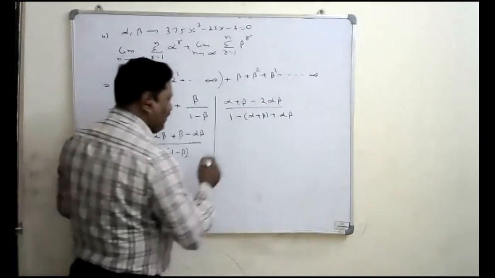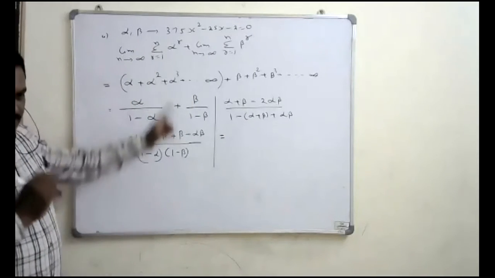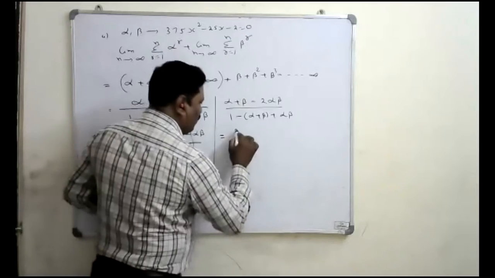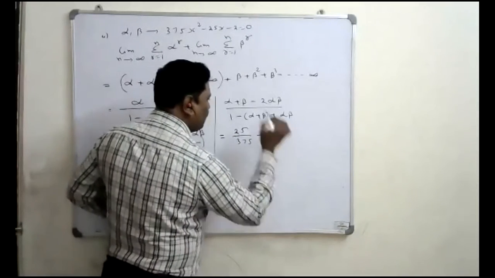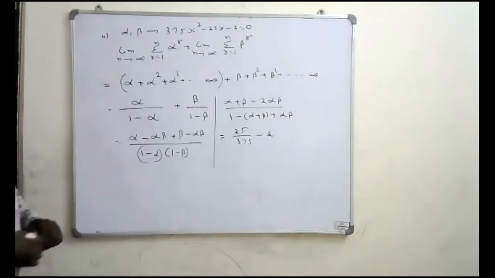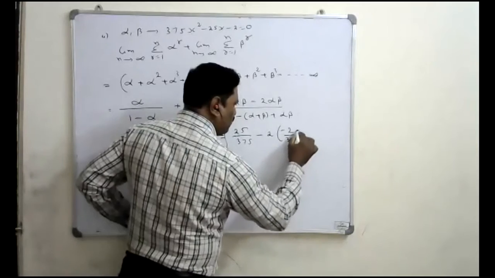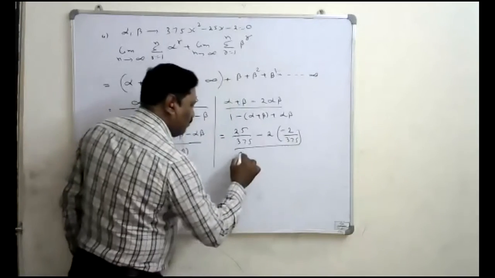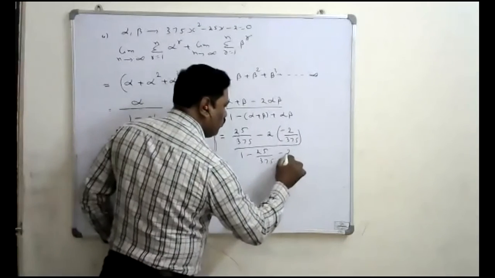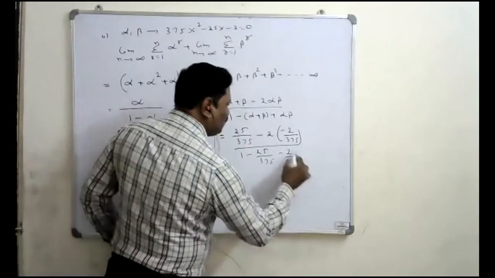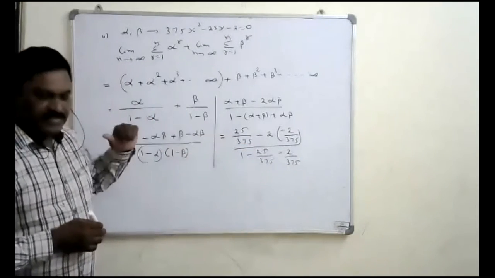Now, alpha plus beta is the sum of the roots. What is the sum of the roots? 25 by 375, that is 1 by 15. Minus 2 into alpha beta, and alpha beta is the product of the roots, minus 2 by 375. In the denominator, 1 minus alpha plus beta means 1 minus 25 by 375, and alpha beta is minus 2 by 375. The LCM 375 in the numerator and denominator gets cancelled.